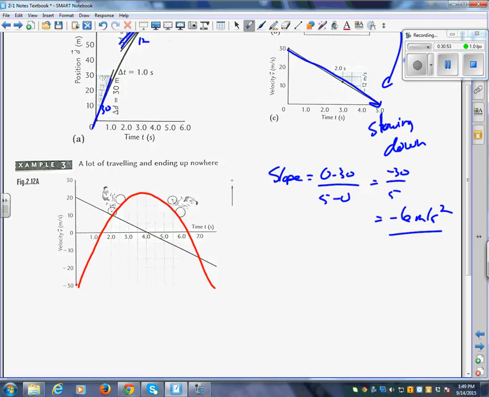Thank you, Wyatt, yes. Figure 2.12 is a VT graph of a cyclist's motion. The cyclist traveling at 20 meters per second arrives at the bottom of the hill, climbs up the hill to a stop, and then coasts back down again. Find the total displacement as well as the acceleration for each section.